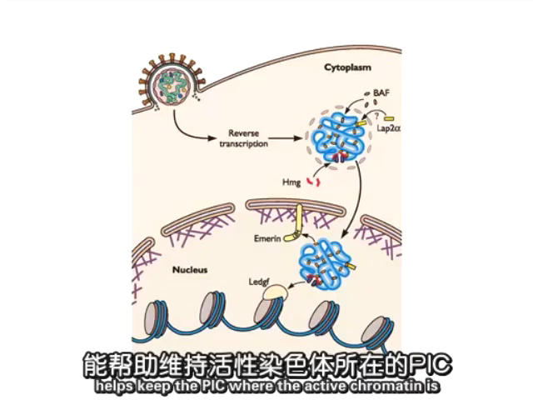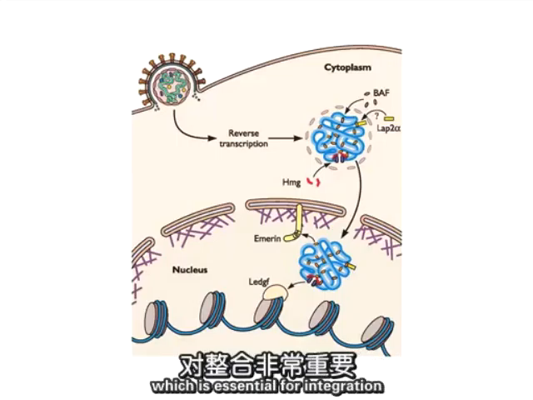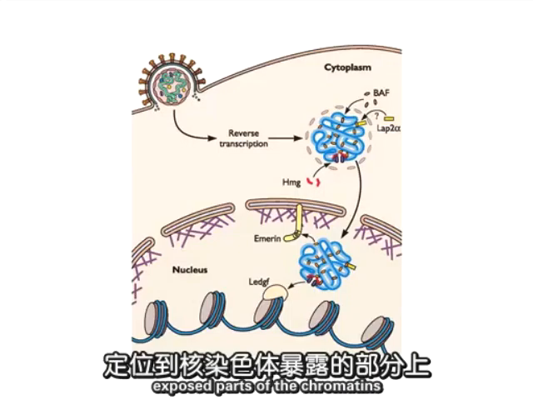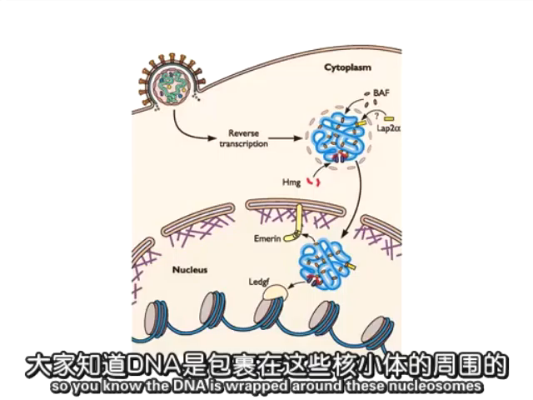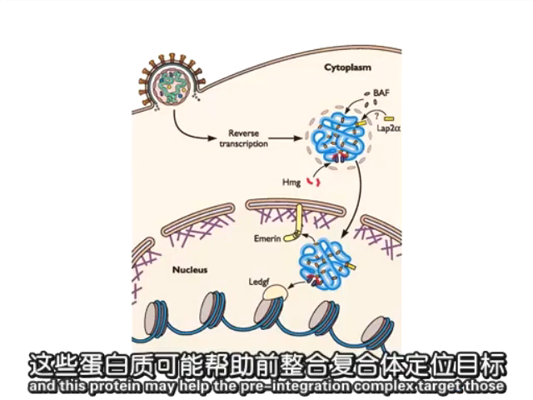There's another protein called LEDGF, which is essential for integration. It's thought to target the integration to exposed parts of the chromatin. So you know the DNA is wrapped around these nucleosomes, and a lot of it is not accessible. But there are some areas that are, and this protein may help the pre-integration complex target those.